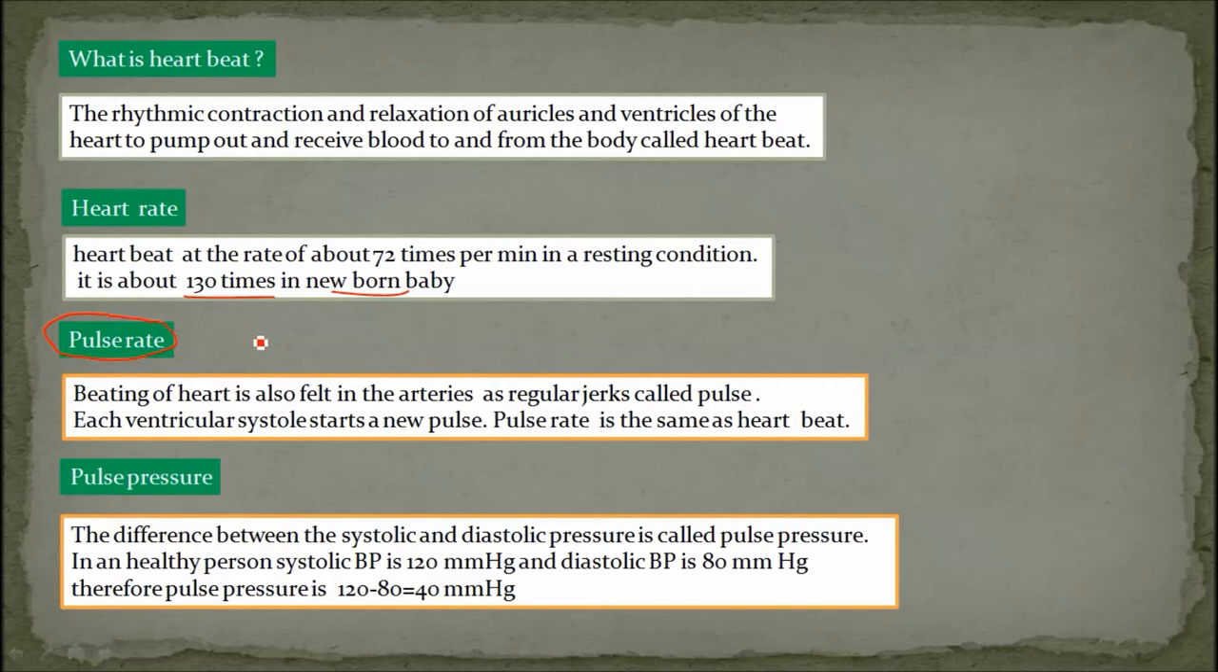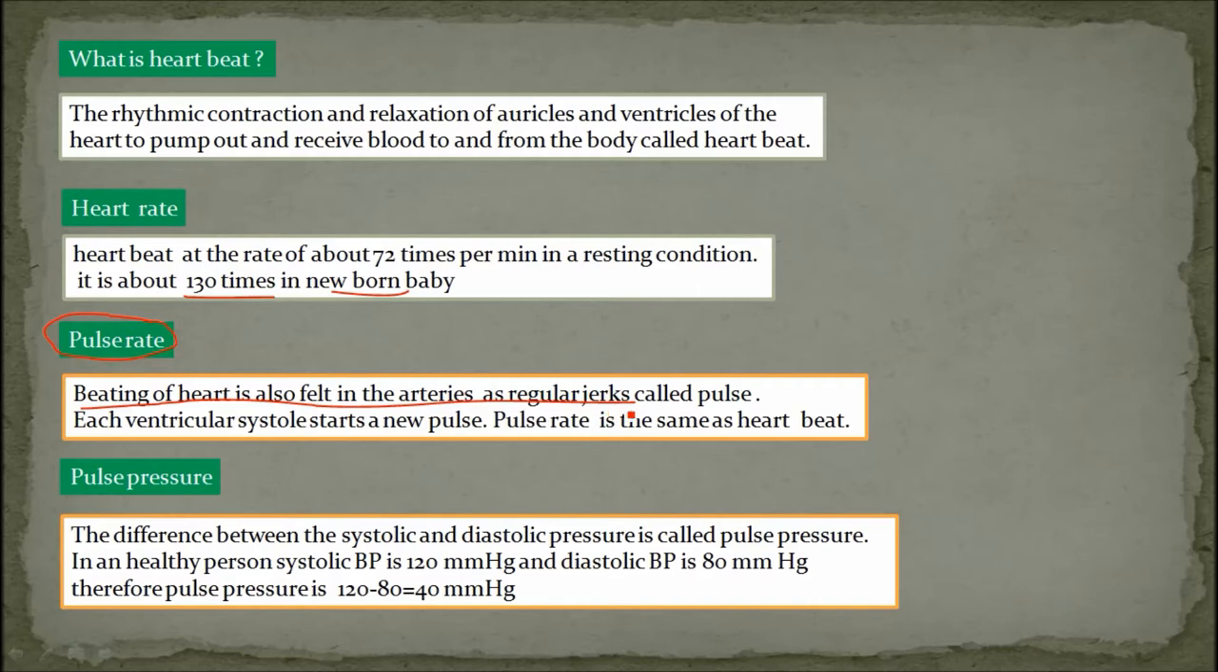So what is the pulse rate? The pulse rate is the beating of the heart felt in the arteries as a regular jerk. Regular jerk means, as we already know, blood flows in our blood vessels. In veins there are valves, but in arteries there are no valves. Whenever blood starts to flow from the heart, from the aorta the blood is released and the oxygenated blood flows through the arteries. This regular jerk is known as the pulse.